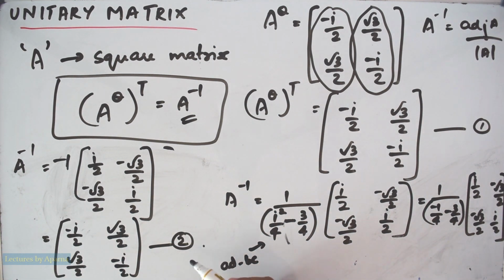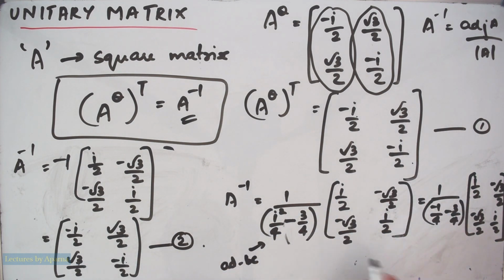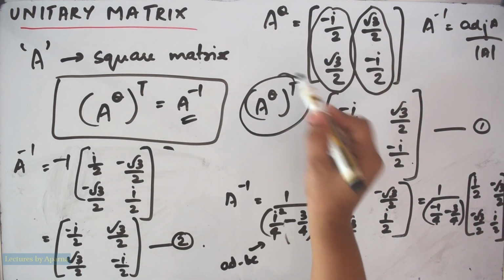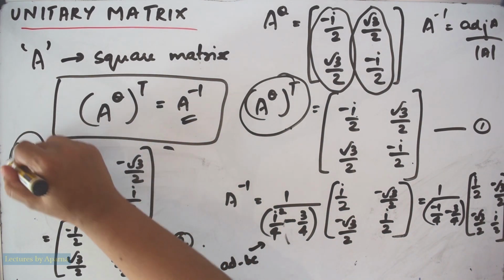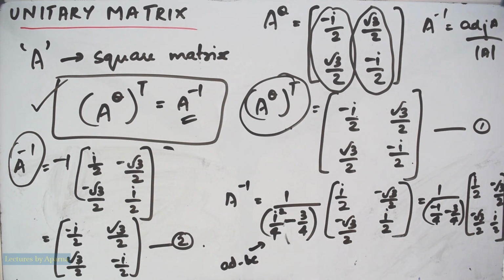Now comparing equations 1 and 2, we can find that these two matrices are the same, that is minus i by 2, root 3 by 2, root 3 by 2 and minus i by 2. Therefore the condition A conjugate transpose equal to A inverse is satisfied. Therefore this matrix is a unitary matrix, and hence this matrix is unitary.